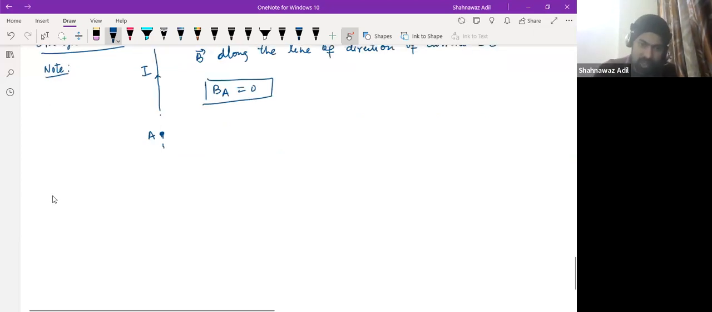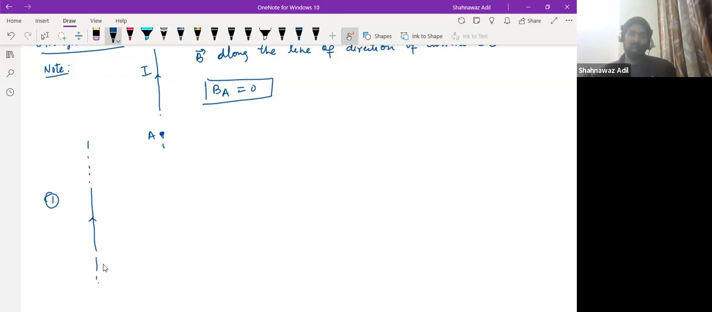Now let me write the result. So the first case is an infinite wire, right? So this is going this way, this way. You have this infinite wire, and if you calculate the magnetic field at a perpendicular distance, let's say this is r, this magnetic field would be simply mu naught I by 2 pi r.